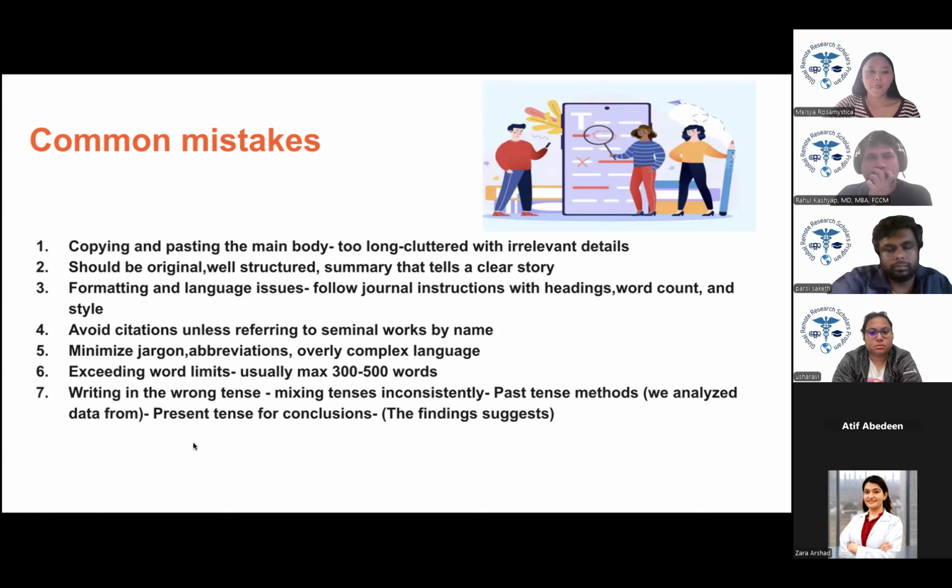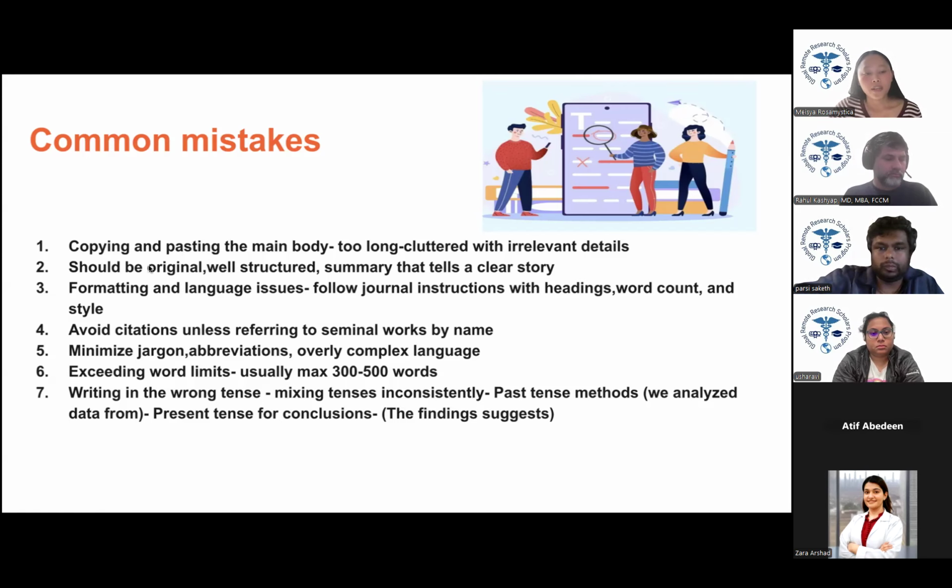A common mistake that people make when writing an abstract is making it too long or too cluttered. It is filled with irrelevant details because they just copy-paste from the main body of the review. Instead, an abstract should be original. It should be well structured and basically a summary that tells a clear story about your systematic review or meta-analysis.